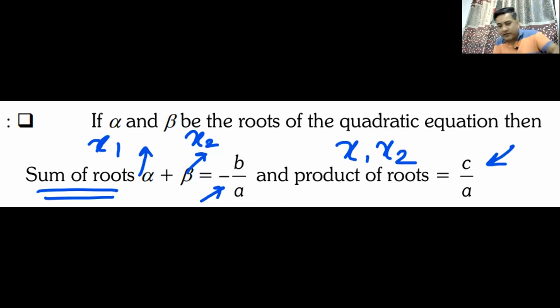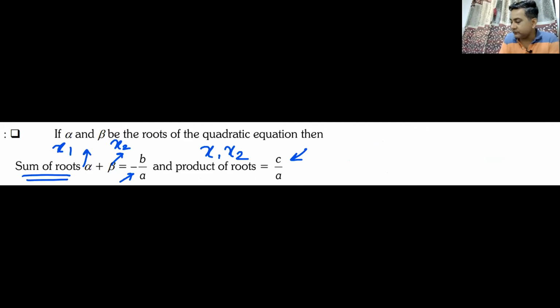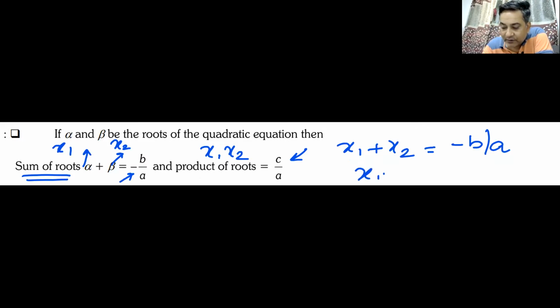This is one piece of information that you will have to remember. Please note it down in bold, big letters. The sum of the roots, x1 plus x2, is minus b by a. The product of the roots, x1 into x2, is c by a. You will be requiring this sometimes in the physics class.